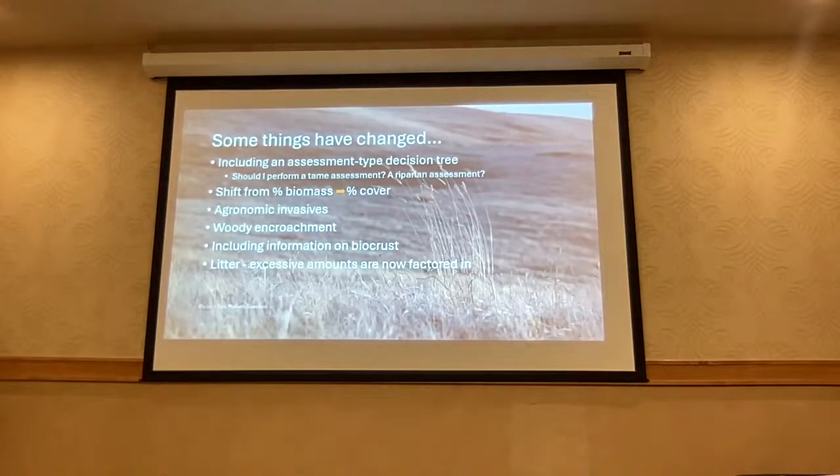Other things that have changed, however, is including an assessment type decision tree. So like we mentioned earlier, rangeland is very diverse. There might be some pockets of tame pasture in there. There might be some wetlands. There might be some forested areas. So when you visit a site, what assessment do you do?